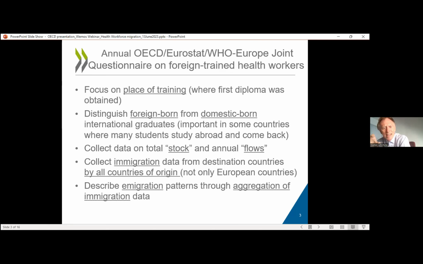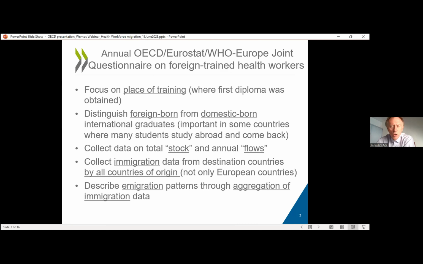Then we are collecting data on stock and annual flows. Like this is very useful. Stock will give you an idea of the overall reliance. You showed the stock data in your presentation when you showed the evolution between 2010 and 2021. By definition, it will be more stable than the annual flows, which may move a bit more. Then we collect immigration data from destination countries by all countries of origin, and I'll show this. And this is not only European countries, we're including all the countries around the world from which doctors and nurses may be coming. And then we're able to describe immigration patterns through the aggregation of the immigration data that we're getting. And I'll show a concrete example.